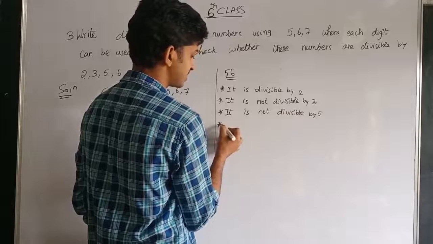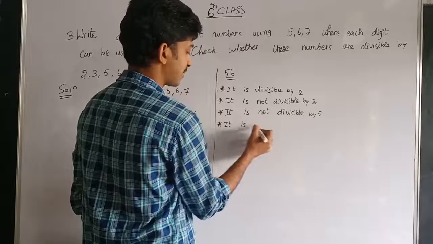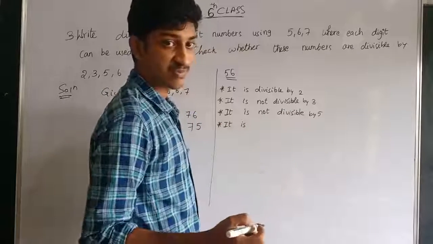So what is the rule for 6? The number should be divisible by both 2 and 3.